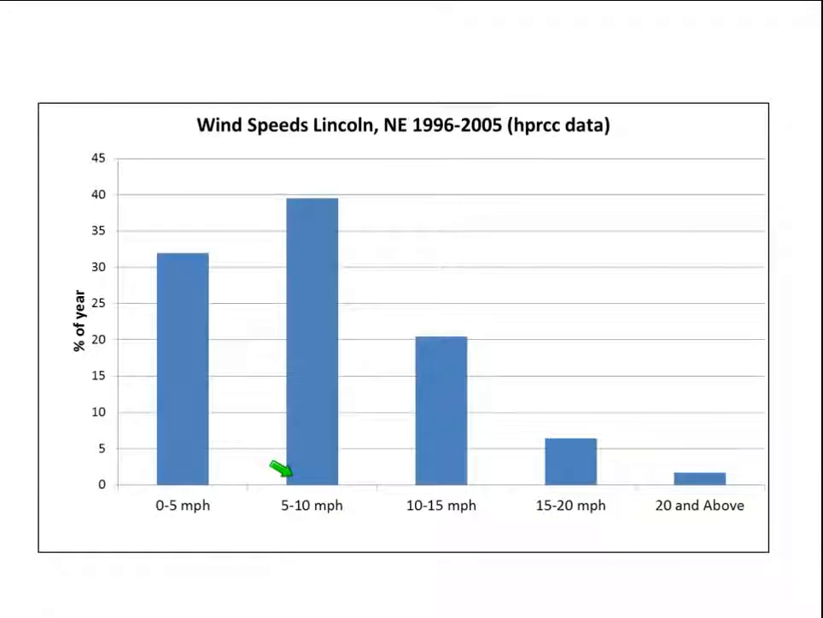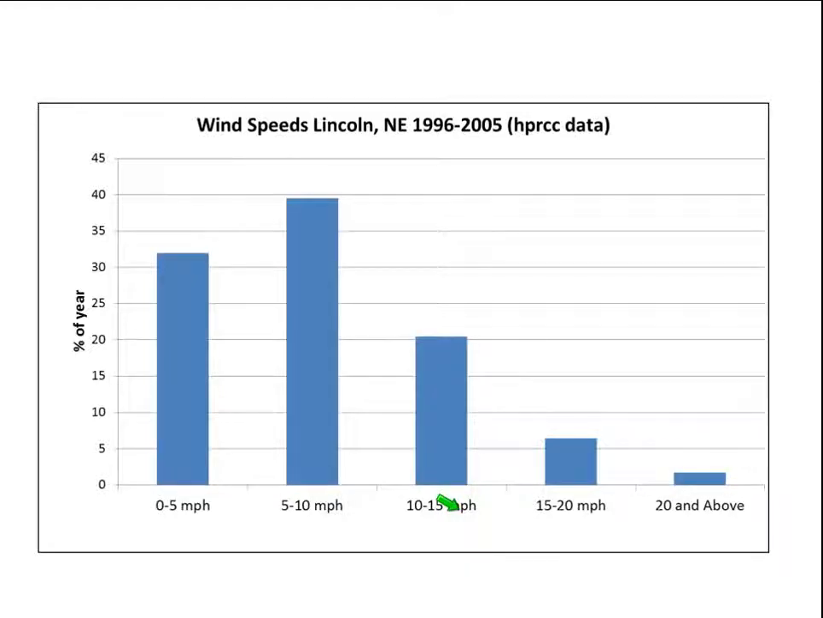So let's actually look at a real one. Here's one for Lincoln, Nebraska. We got this data from the High Plains Climate Center. And we can see that the Weibull distribution is actually pretty accurate, where we're seeing almost a bell curve, where very little of the time is it above 20 miles per hour, and, as you can imagine going down here, not much of the time is it 0 miles an hour. This is the percent of the year in the miles per hour blocks.